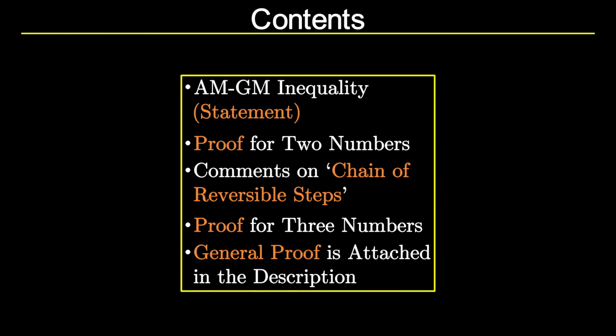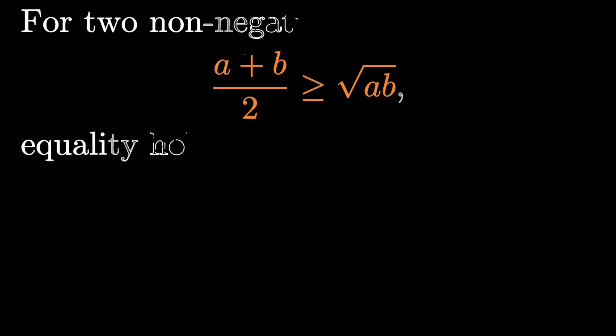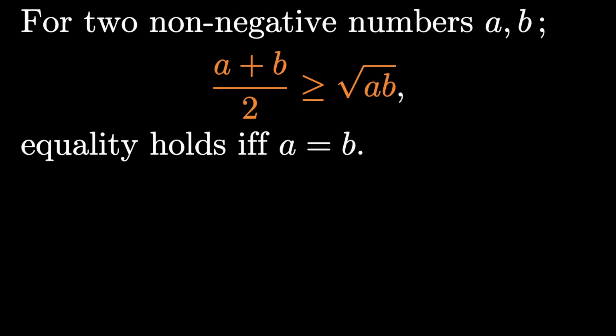And now we are going to prove the inequality for two numbers and for three numbers. AM GM inequality states that the arithmetic mean of some non-negative numbers is greater than or equal to their geometric mean. And the equality holds if and only if all the numbers are equal. If we take two non-negative numbers a and b, then the inequality states that (a plus b) upon 2 is greater than or equal to square root of ab. And the equality holds if and only if a is equal to b.